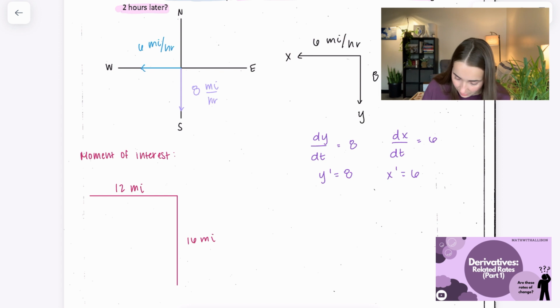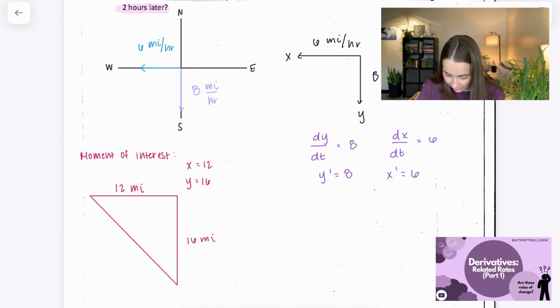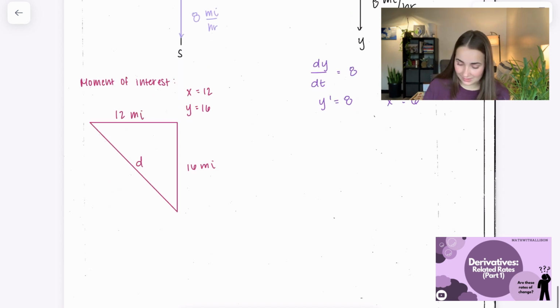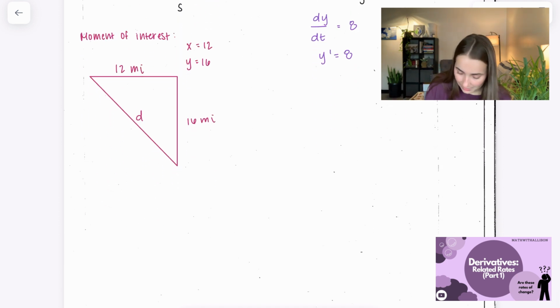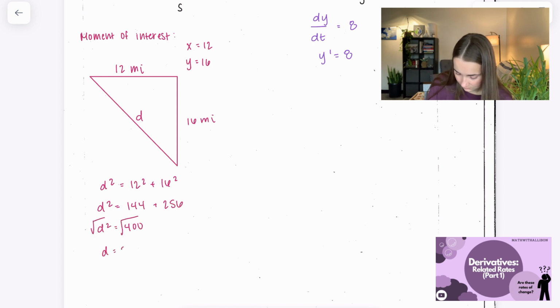So we have at the moment of interest that x is equal to 12 and that y is equal to 16. So let's go ahead and talk about what is the distance in between them. So say this is d. And we can actually go ahead and find the distance using the Pythagorean theorem. We have distance squared is equal to 12 squared plus 16 squared. And so now I have that the distance between them, so I'm going to just label that D, is equal to 20. And so this is going to be 20 miles.